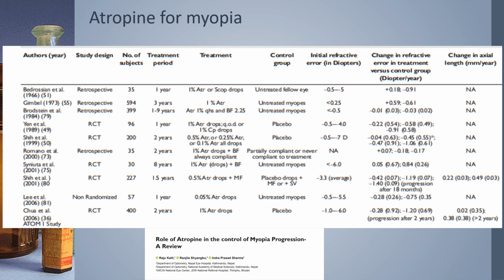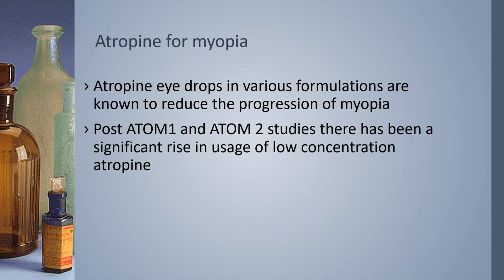It was only Shi et al. in 2001, and Chua et al., who suggested that there was indeed a difference in axial elongation also. They noticed the change in refractive error in the treatment versus control group, and the change in axial length. So we start with the ATOM 1 study, because we have to start at some point from where the whole cascading effect of low concentration atropine started.